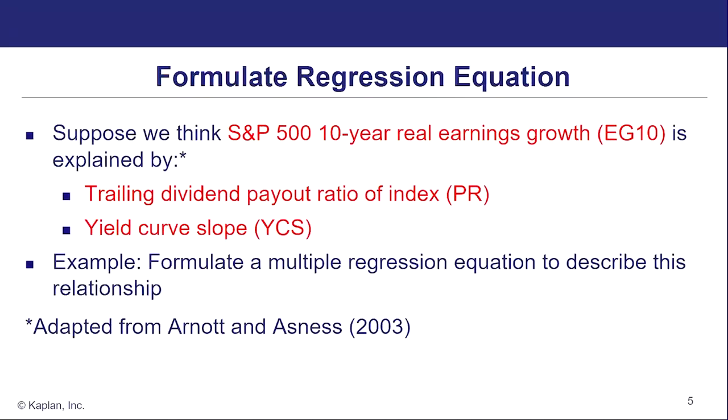So now we are going to talk about a formulation, and this is based on an actual study that was published. We are trying to estimate the y variable, real earnings growth rate. That's your y variable, the dependent variable, the explained variable. And we want to be able to forecast that. We are using two x variables, the trailing dividend payout ratio and the slope of the yield curve. These are the two variables used to forecast or explain the variation in real earnings growth rate.